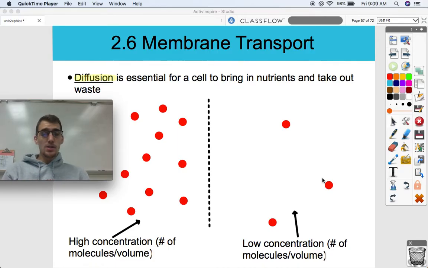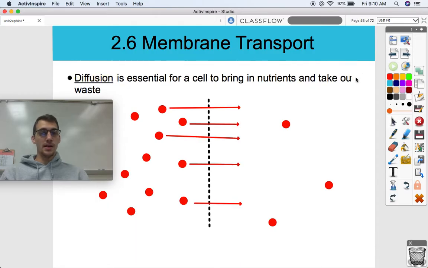Concentration simply refers to the number of molecules in a given amount of space or a given amount of volume. So on this side of the barrier, there's a lot of molecules relative to the other side. If they have the same amount of volume, this one's going to have a higher concentration because there's more molecules that fill up that volume. Okay, so we have a high concentration on one side and a low concentration on the other side.